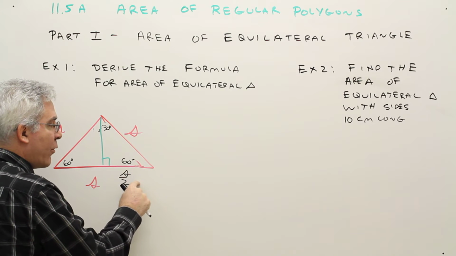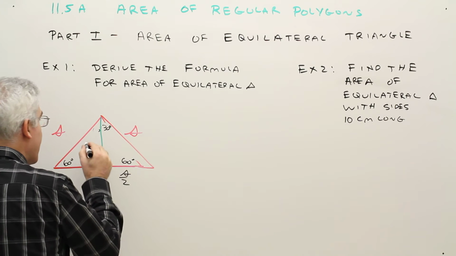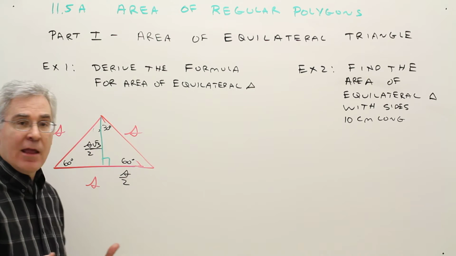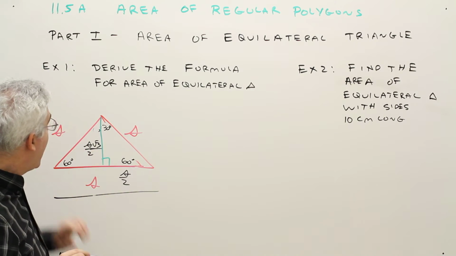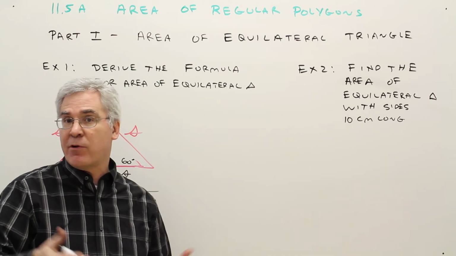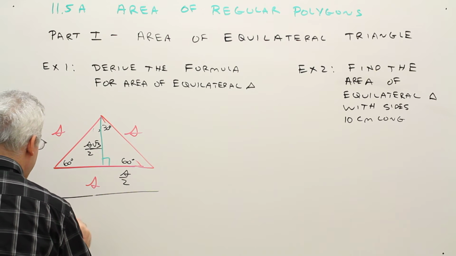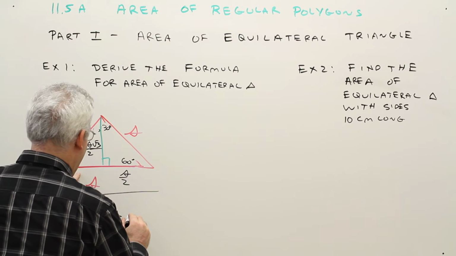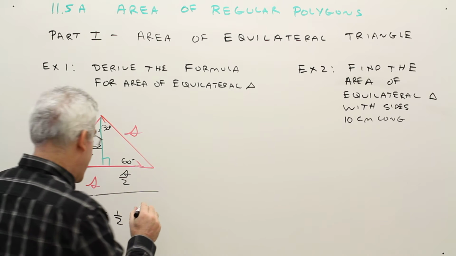Opposite of 30 is S over 2. Opposite of 60, I just multiply by rad 3. So this will be S over 2 rad 3. And now I've got my base, which is S, and my height, which is S rad 3 over 2, and I'm done. So recall the area is 1/2 base times height equals 1/2, the whole base was S. The height was S rad 3 over 2.